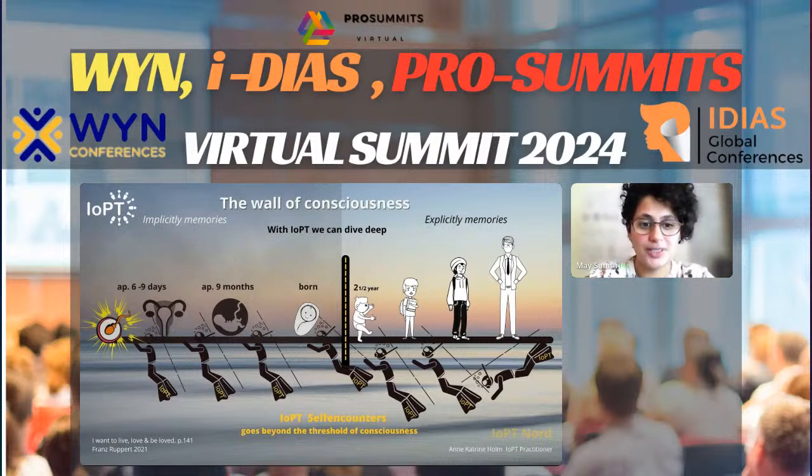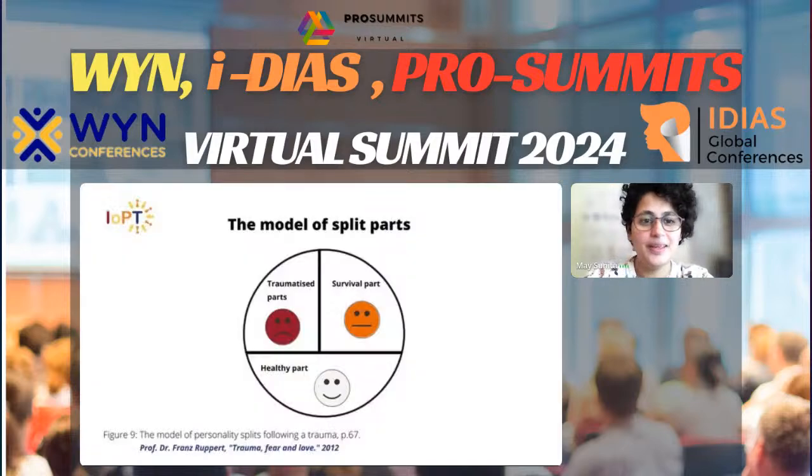And I show you this. It's like the splitting part. It's a piece of the mirror that I'm picking up. It consists of trauma parts and survival parts and healthy parts. No matter what happened to you, we always have some healthy parts, and sometimes they are very small.